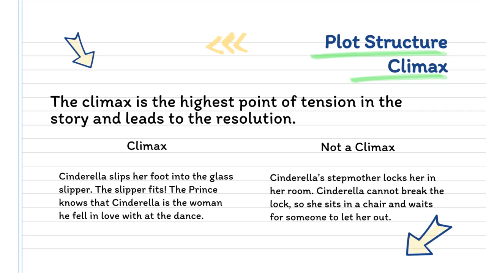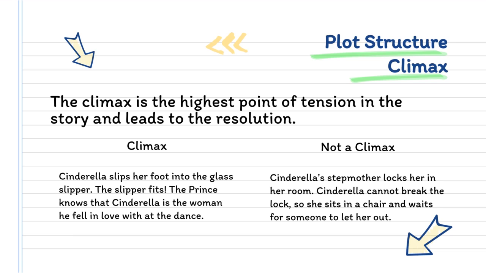So looking at the example, it says Cinderella slips her foot into the glass slipper. The slipper fits. The prince knows that Cinderella is the woman he fell in love with at the dance. So here we can tell that this is a climax because, number one, the problem is solved. The problem was that the prince didn't really know who Cinderella was, and Cinderella was living as a servant in her family's house. And so now the slipper fits and it's going to solve all their problems, right? And also, the characters are acting on the problem to actively solve the problem. So that's how you kind of know that this is a climax.